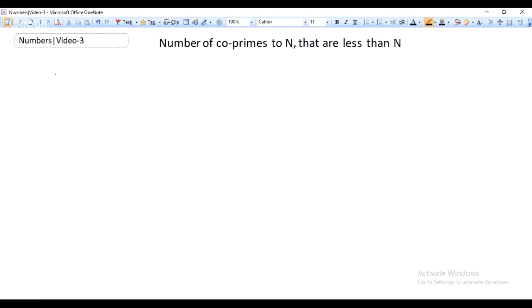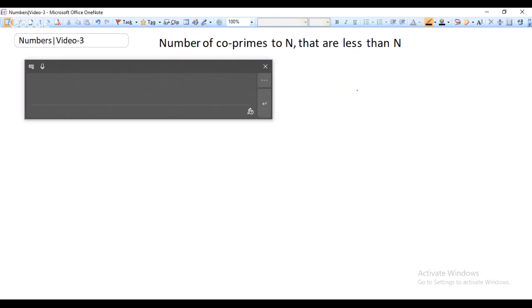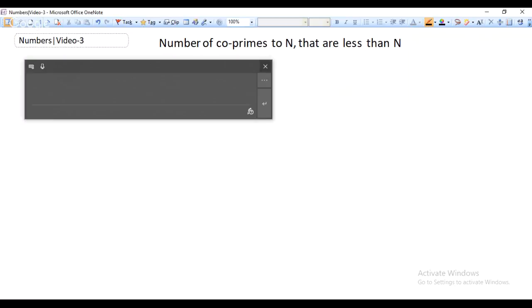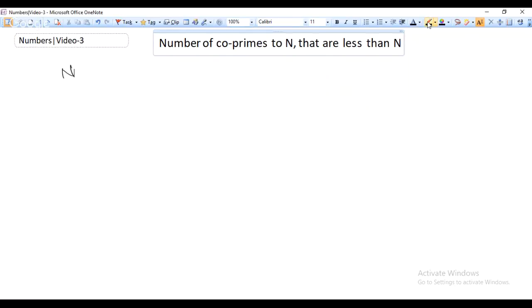So we have discussed that we can have a number n, sorry for the delay, which can be represented as a to the power p, b to the power q, and c to the power r. So let's represent the number as 48. 48 will be the number.